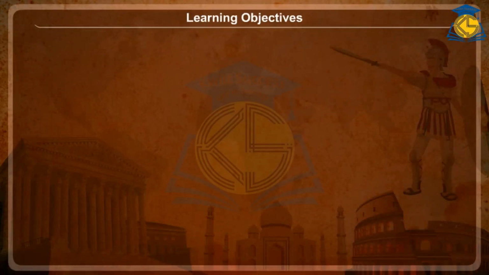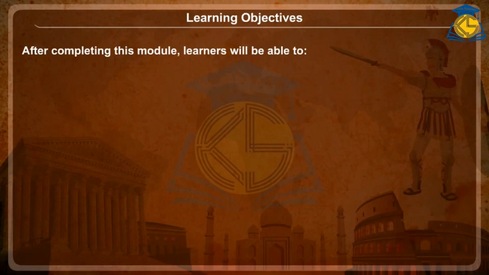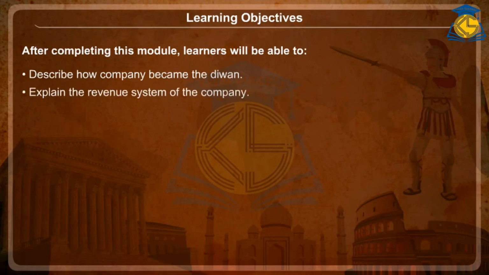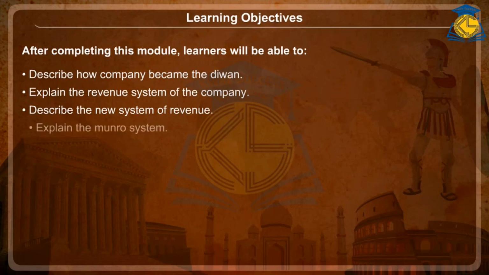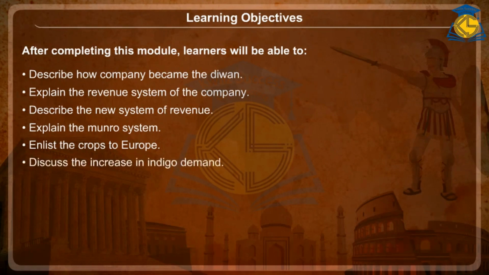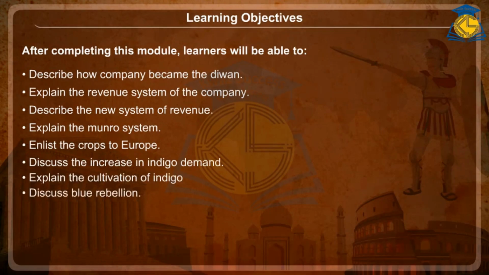Learning objectives. After completing this module, learners will be able to describe how the company became the Diwan, explain the revenue system of the company, describe the new system of revenue, explain the Monroe system, enlist the crops sent to Europe, discuss the increase in indigo demand, explain the cultivation of indigo, describe the Blue Rebellion.